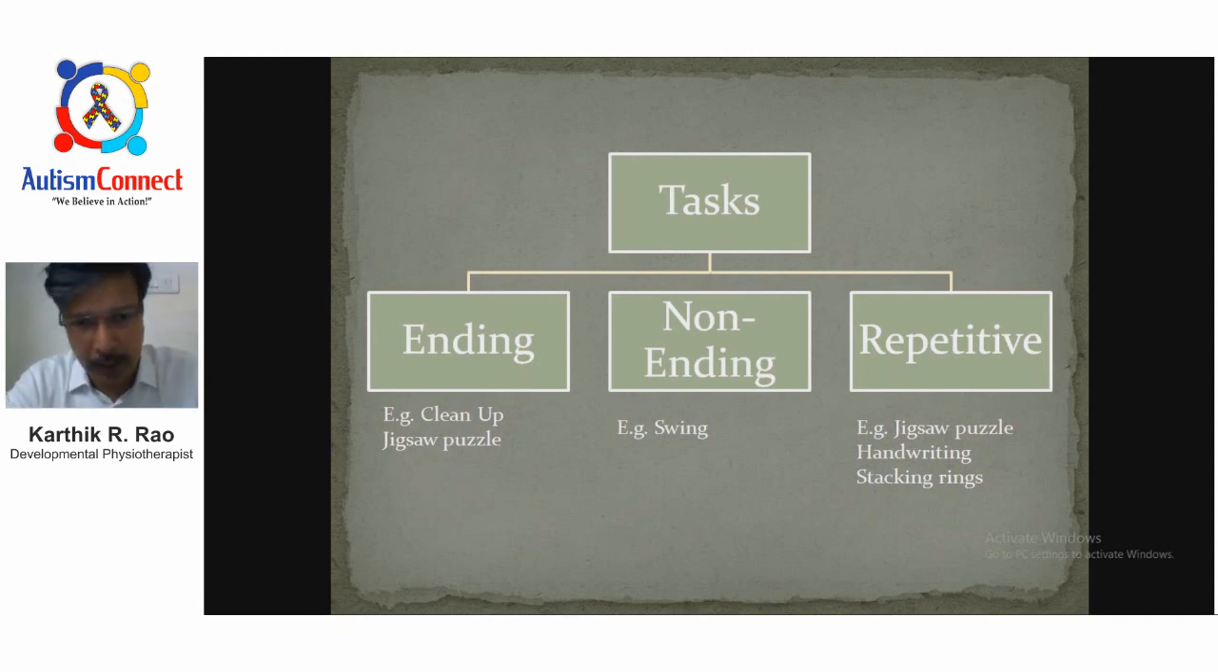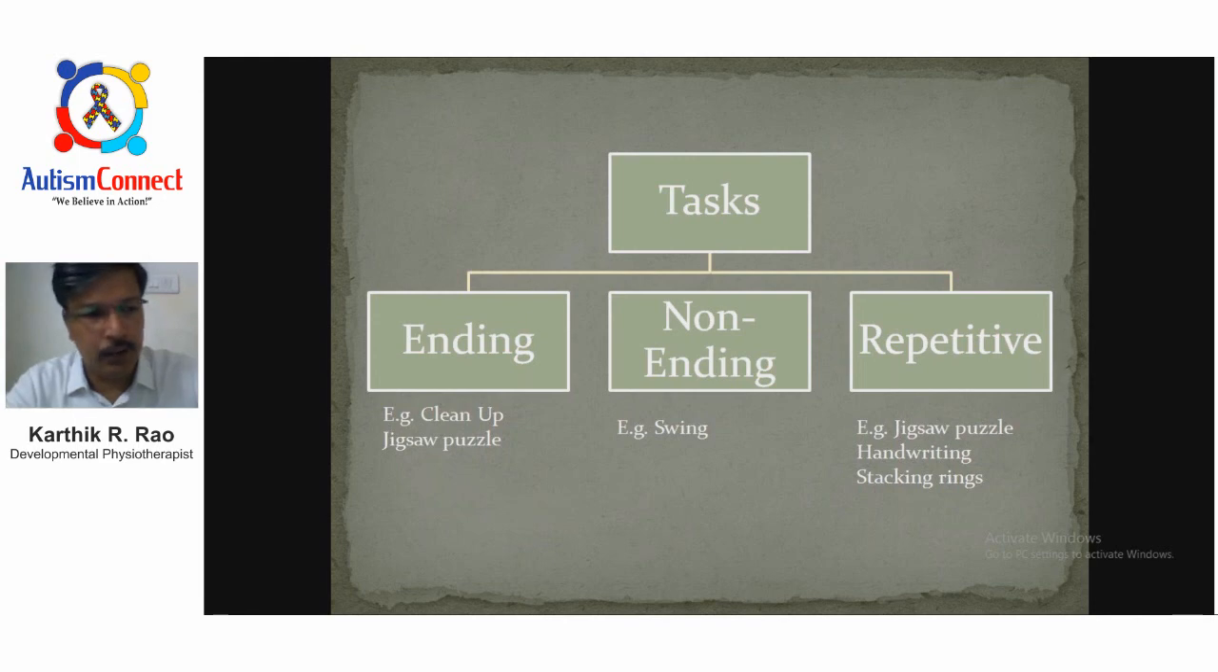Now, for that to happen, and for a child with special needs who has limited understanding, both in terms of intelligence as well as in terms of language, it is important that the child knows when the task is going to get over. So, we try to understand tasks as three types. Any task in the world, we can always fit into these three categories. There are tasks that are ending, there are tasks that are non-ending, and there are tasks that are repetitive in nature.